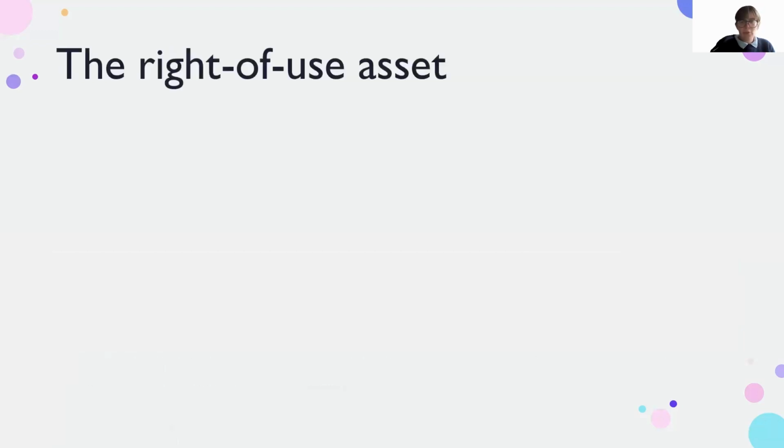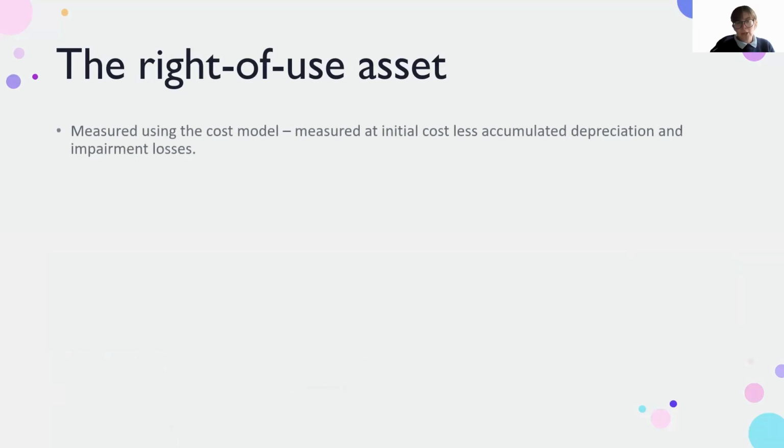So the right of use for an asset. This will be measured using the cost model. It's going to be measured at initial cost minus any accumulated depreciation and any impairment losses.